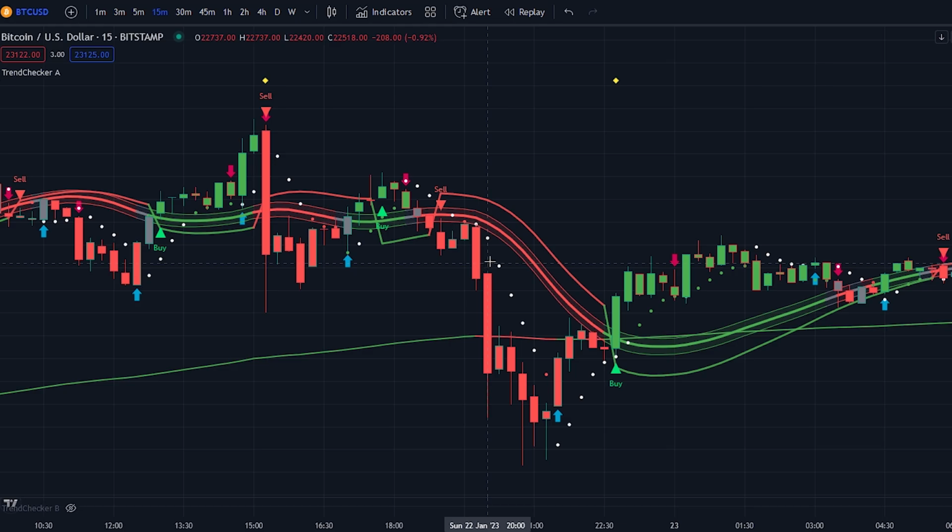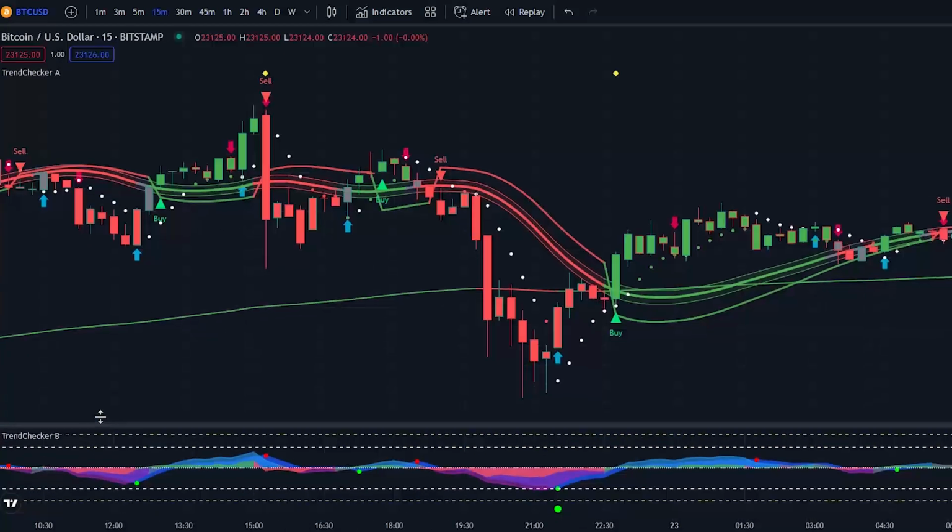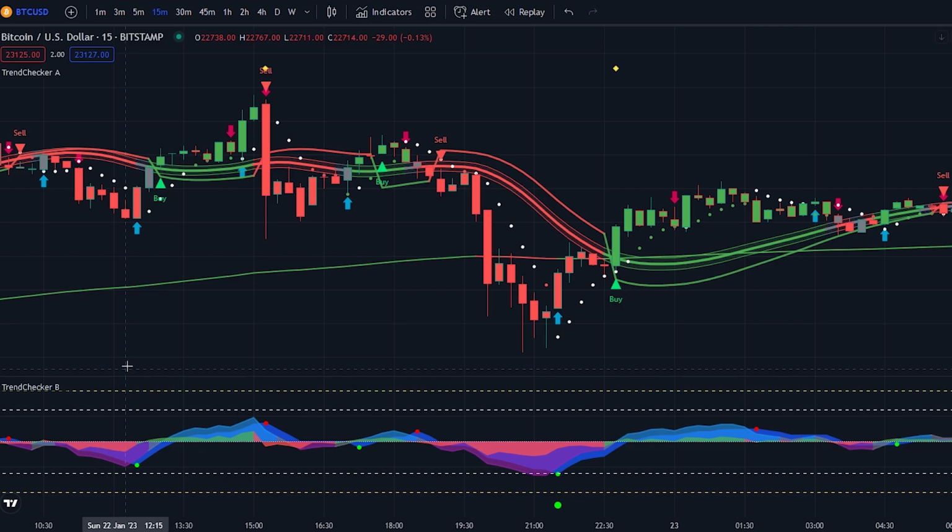Even though the indicator works well, we still see that losing trades are provided. To avoid these losing trades, we will enable the Trend Checker B again and integrate it into the strategy. However, before that, let's also change the indicator settings to optimize it for the strategy.